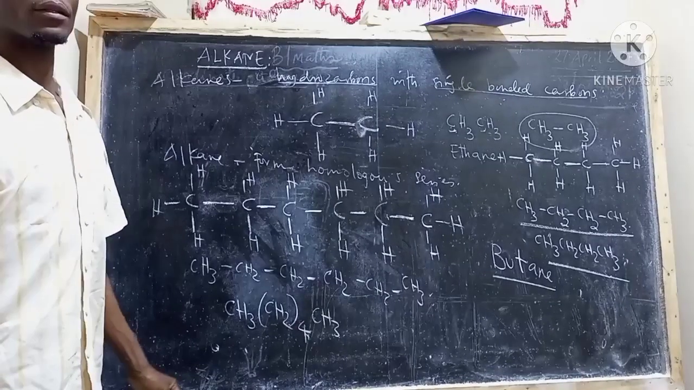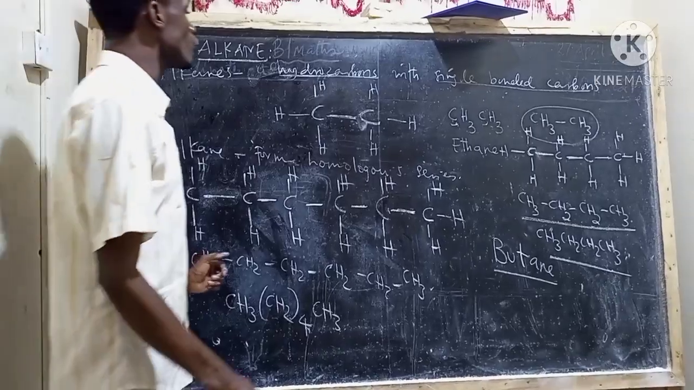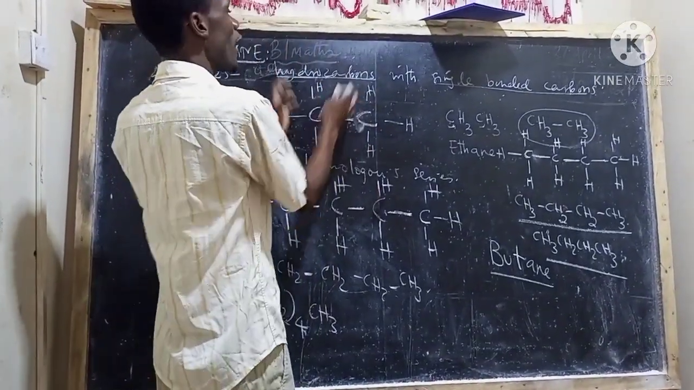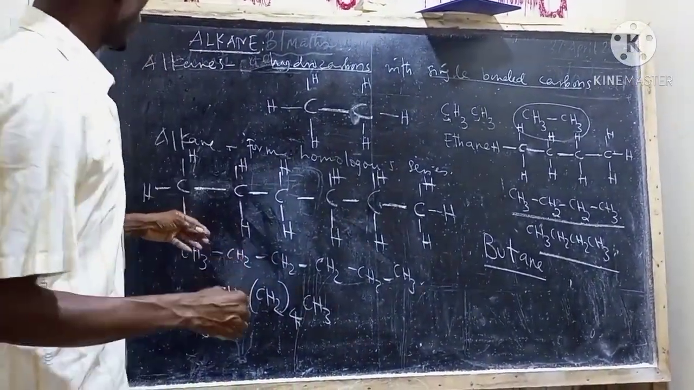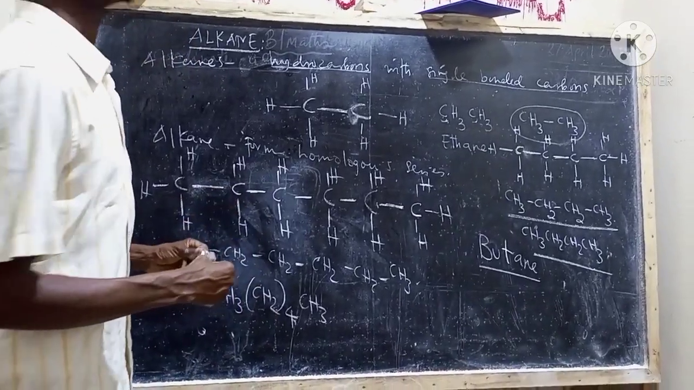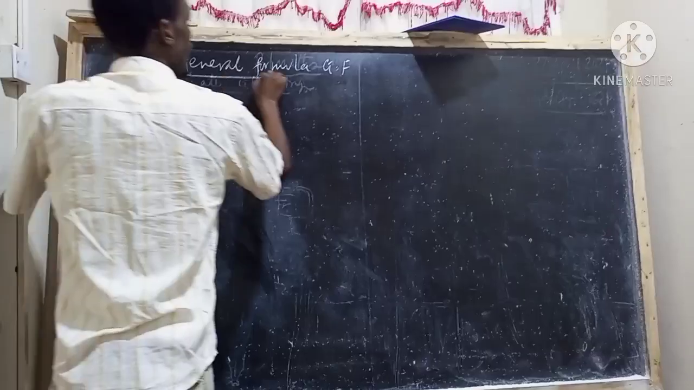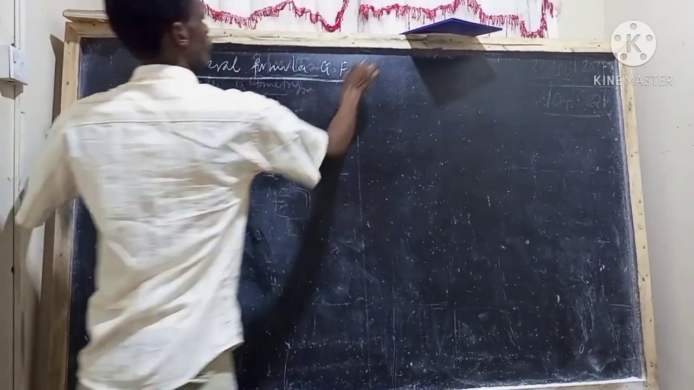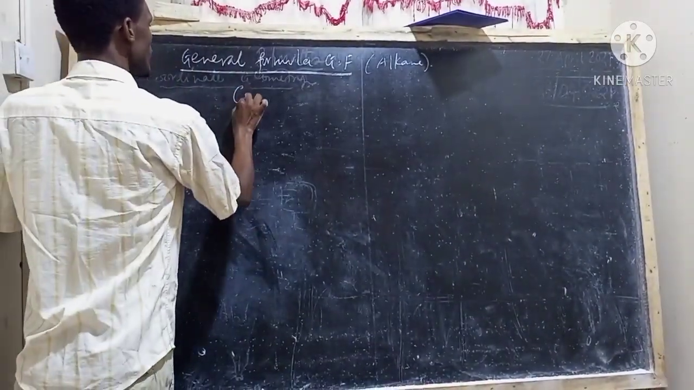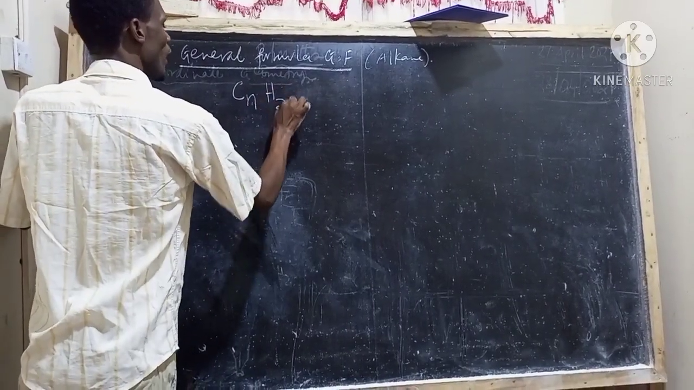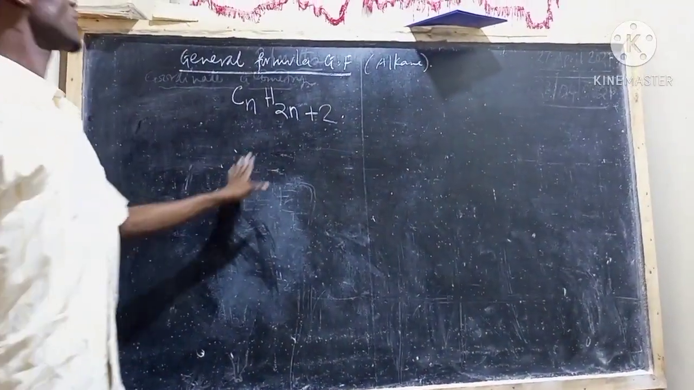That is alkane. And for the naming of alkane, as I have introduced, I was giving you the direction of why we define it as single bonded carbons. That is the first thing to understand. Now, what is the general formula for alkane? The general formula for alkane is CnH2n+2.